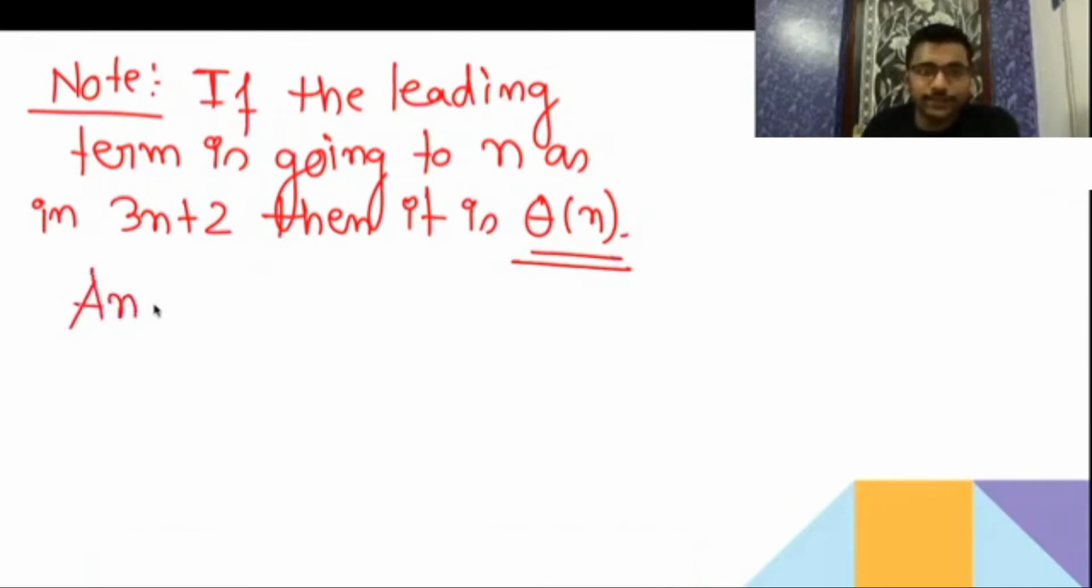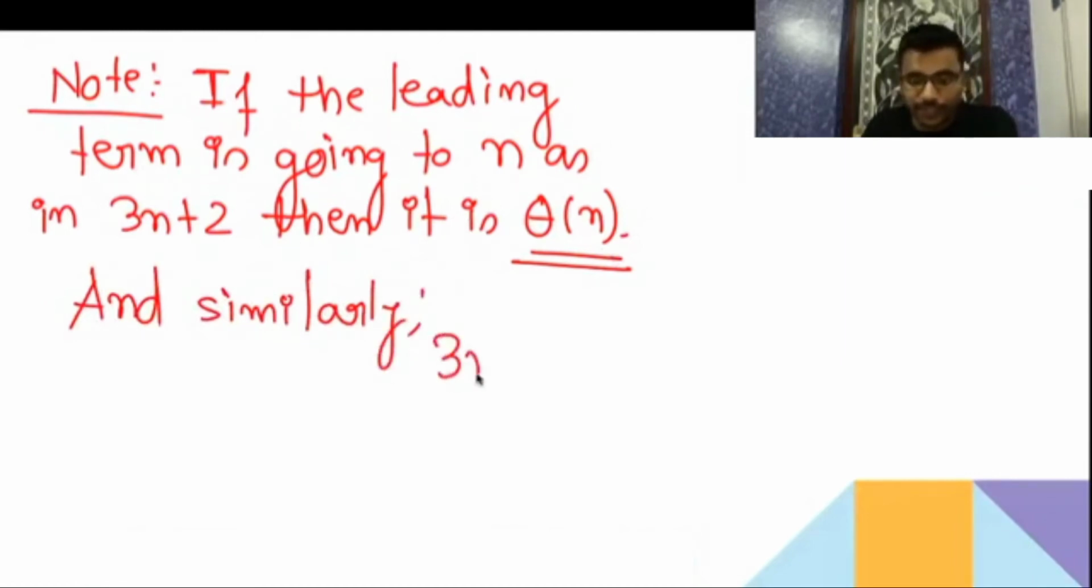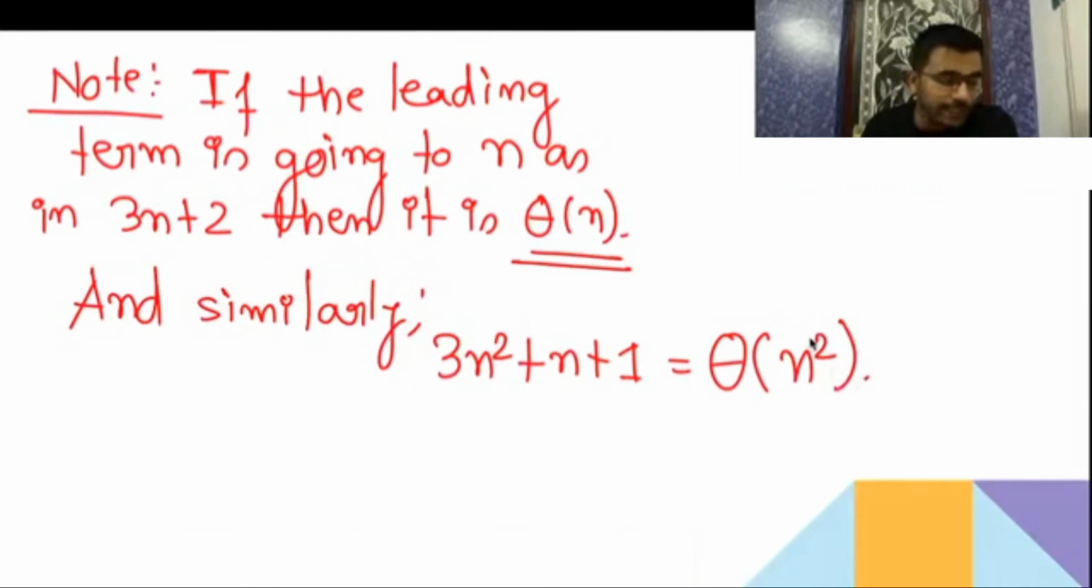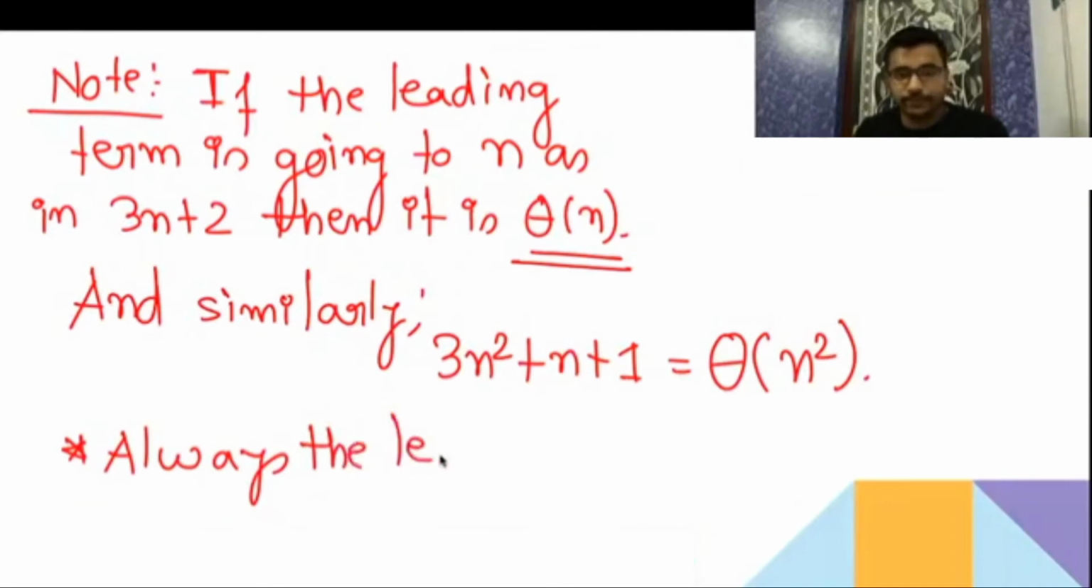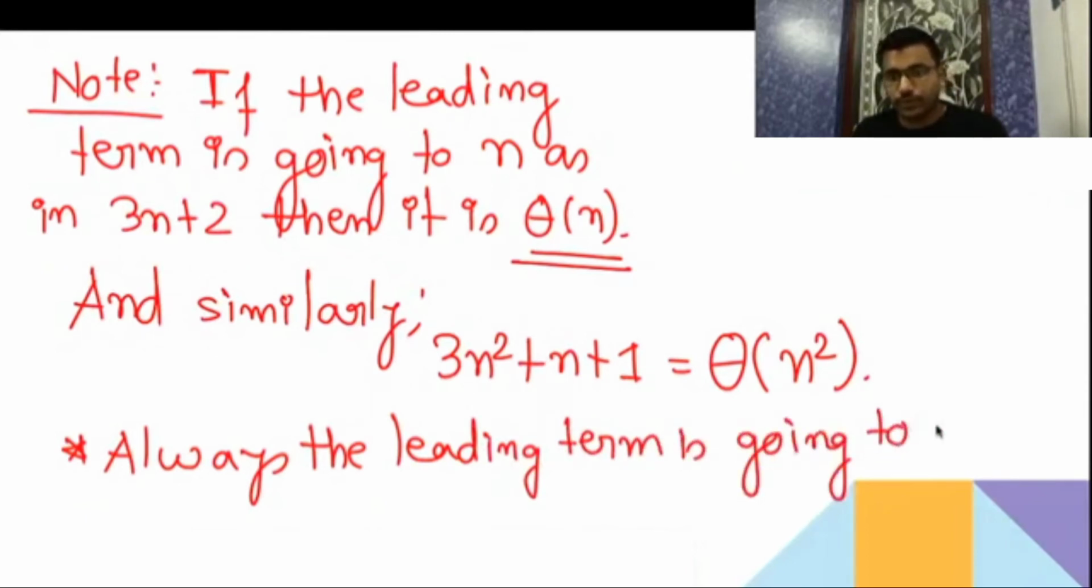And similarly, for 3n square plus n plus 1, the leading term is n square, that is going to be theta n square. Whatever will be the leading term, that is going to become the theta of that. So always the leading term is going to be your theta. Here n square is the leading term, so it is going to be the theta.